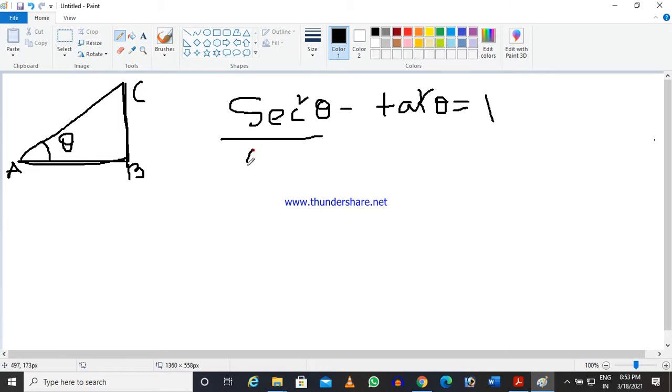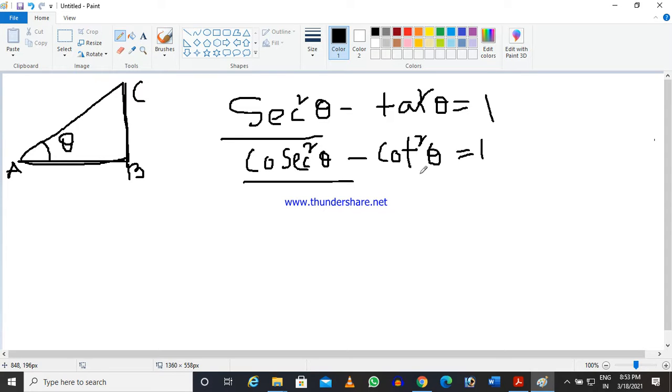Similarly, cosec square theta minus cot square theta, that is also equal to 1. So cosec means 1 by sine. So sine means BC by AC. So cosec means AC by BC.